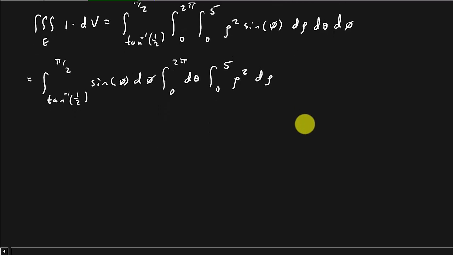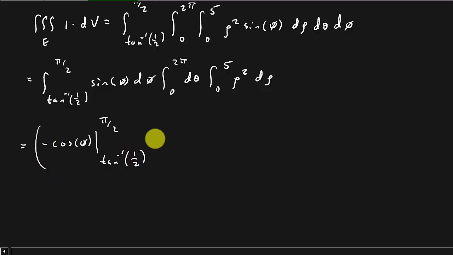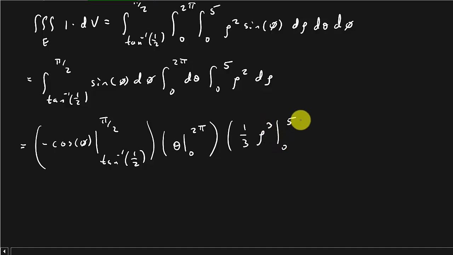All right, so obviously this one in the middle, we can see that's 2 pi, and this one's easier to do also, but we got to do this one. All right, so we're going to get negative cosine phi from inverse tan 1/2 to pi over 2. Now let me write this 1/2 a little bit better. All right, so it's going to be that times, and then, well, I tell you what, let's just go ahead and write it all out so nobody gets confused. And then we've got 1/3 rho cubed from 0 to 5.